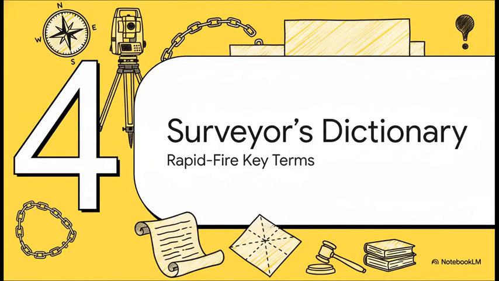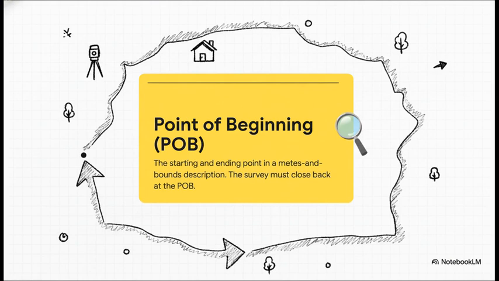Okay, switching gears, let's do a quick rapid-fire vocabulary round. These are the terms you've got to know. Don't just memorize the words, really understand what they mean. Here we go. First up, point of beginning, or POB. For a meets and bounds description, this is the starting line and the finish line. It's the anchor for the whole thing.